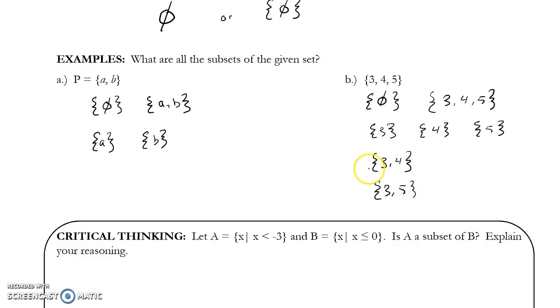Now, 4 and 3 is the same set. So the order does not matter, and I don't want to repeat that. If I wrote 4, 3, that's the same as 3, 4. It's just listing the elements. So standard form is to list the elements of these subsets in numeric order if they're numbers, in alphabetic order if they are letters. That doesn't change the fact that I do have another subset here, 4, 5. Now, 5 is already with 4, 5 is already with 3, so I don't have any other combinations. I have 1, 2, 3, 4, 5, 6, 7, 8 subsets when I have a set that has 3 elements.